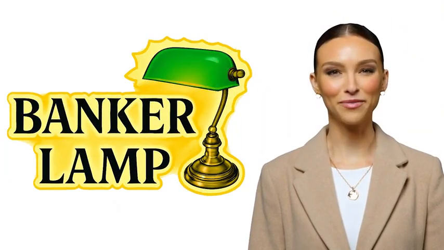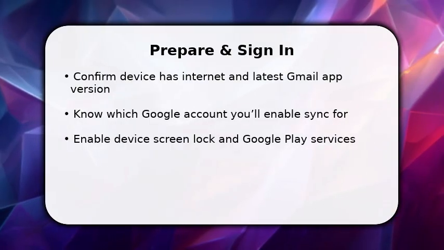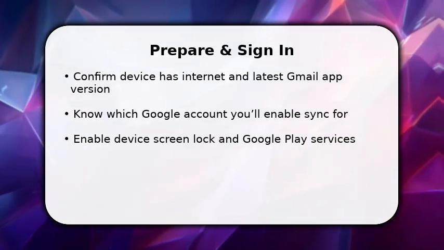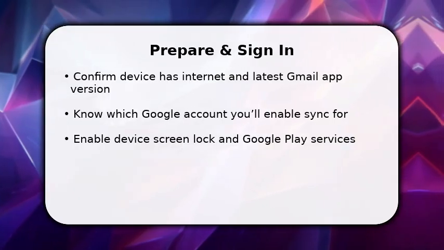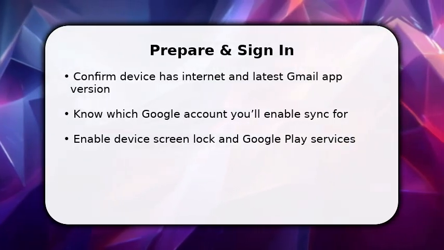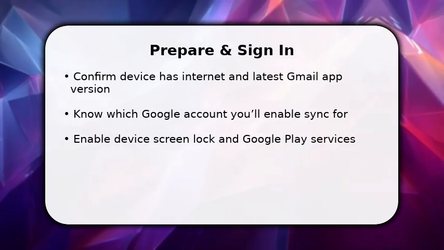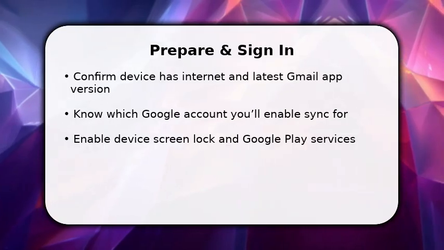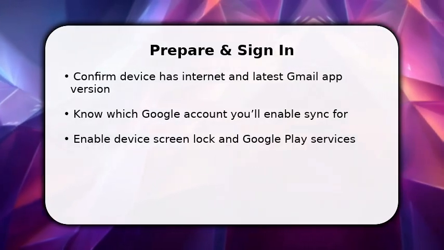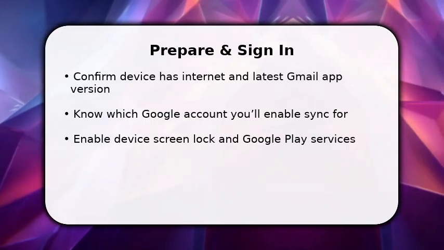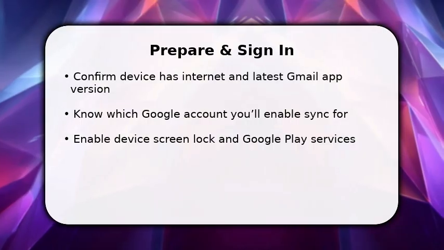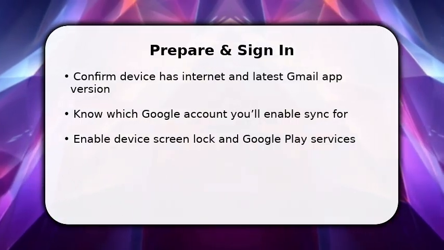Please enjoy the video. You'll start by signing into the Google account you want synced. Open Gmail and tap your profile icon to confirm the active account. Once signed in, make sure your device is online and the Gmail app is up to date, because versions affect settings. Next, grant any required Google Play services permissions when prompted so sync can run in the background. After these first steps, you're ready to access the account sync controls inside Settings.